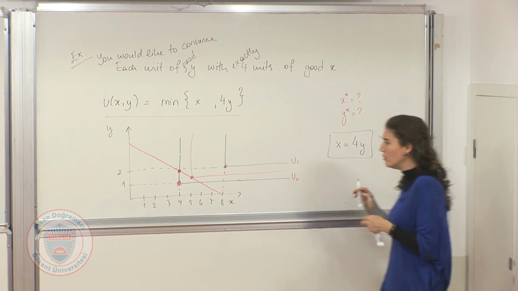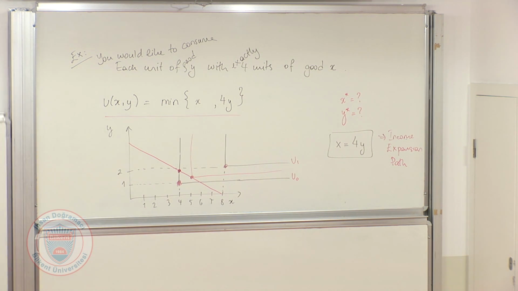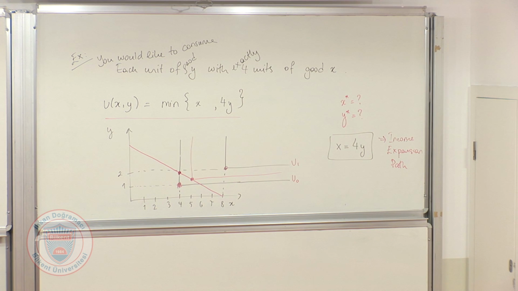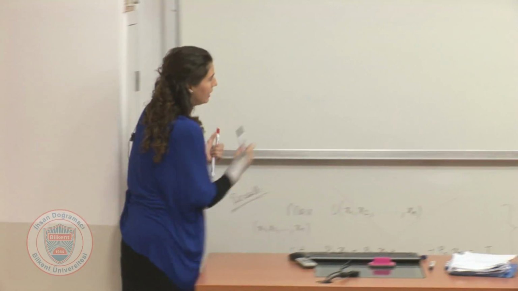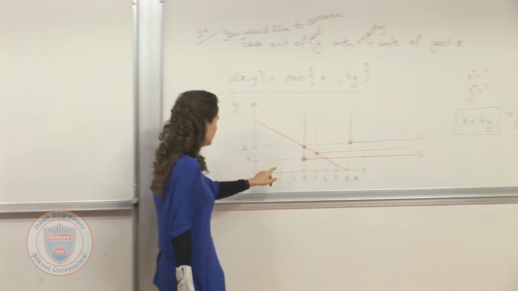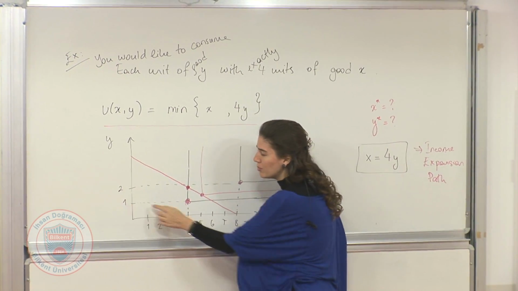Okay? Now, remember what we were doing with the income expansion path? Why are we taking x as 1 and 4y? Why are we not taking 4x and y, when the question says consumers consume 1y with 4x? Try to see if this represents it. So this is 4 x's with 1 y, right?